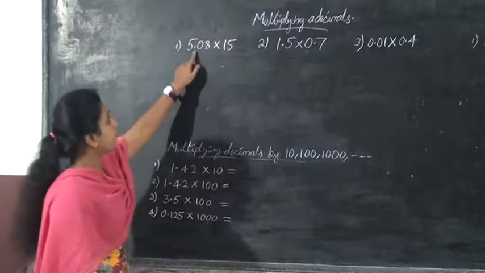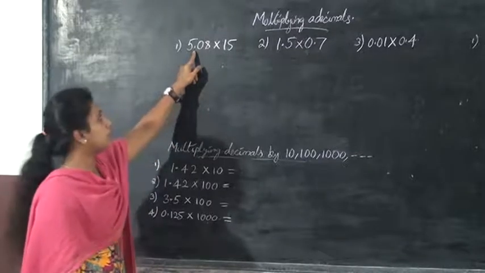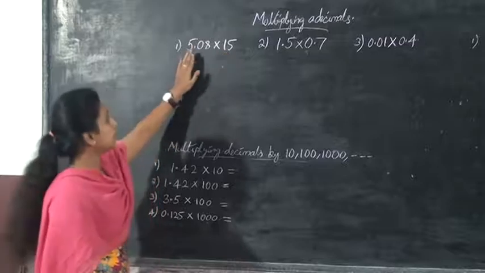But here we have a point. So first you want to multiply the numbers by ignoring the point.